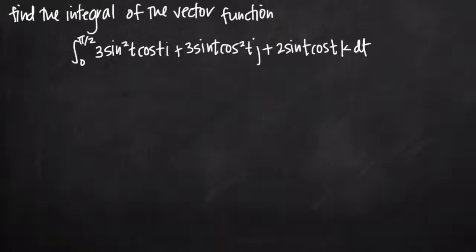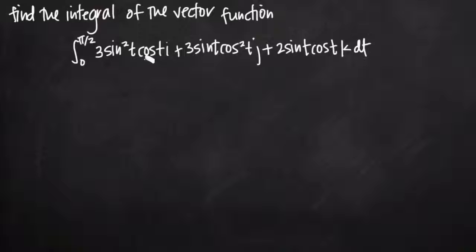Today we're going to be talking about how to find the integral of a vector function. In this particular problem, we've been asked to take the integral of this long vector function, which is 3 sine squared t cosine t times i, plus 3 sine t cosine squared t times j, plus 2 sine t cosine t times k. And we've been asked to evaluate this integral on the interval 0 to pi over 2. So we've got a definite integral here.